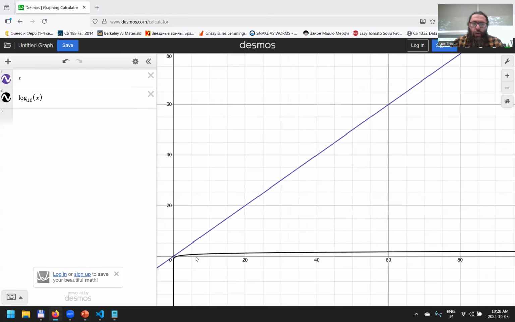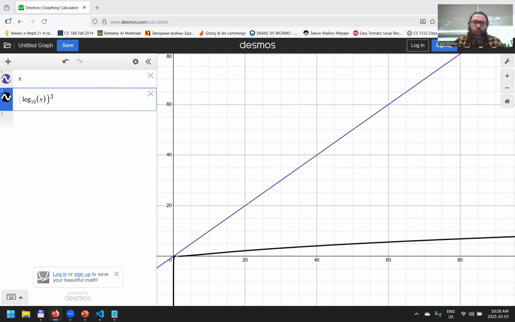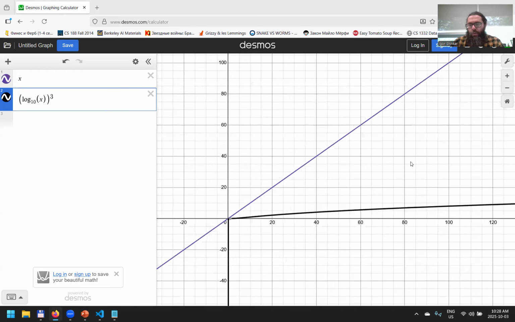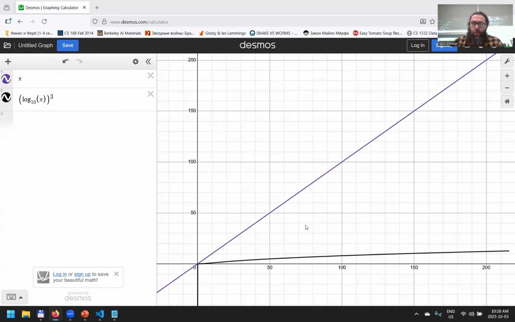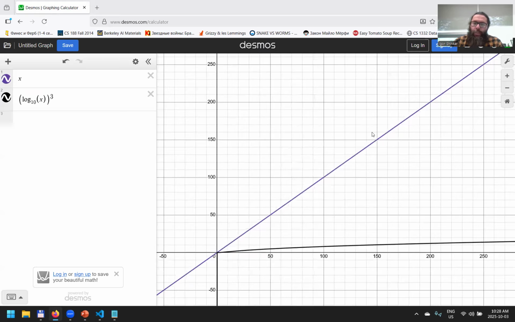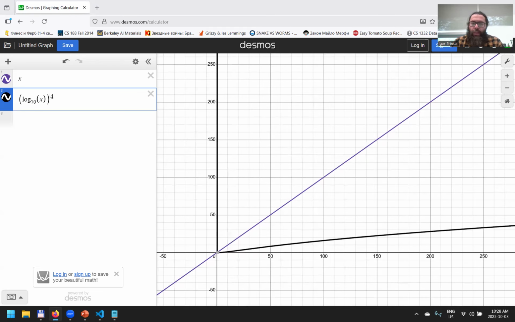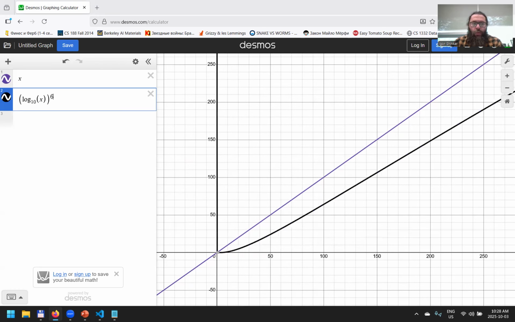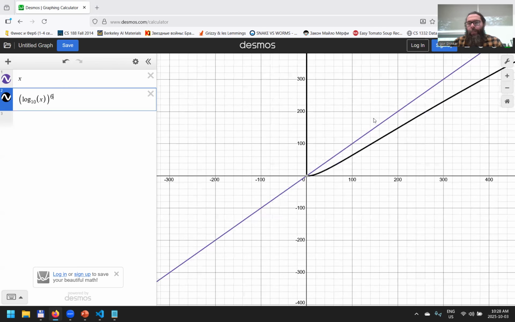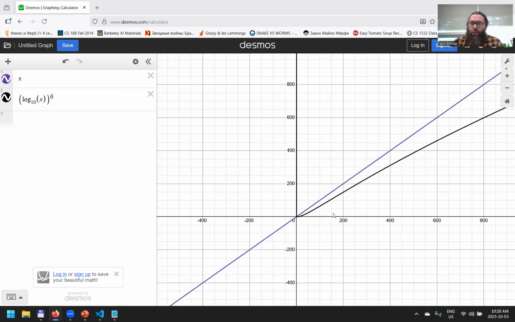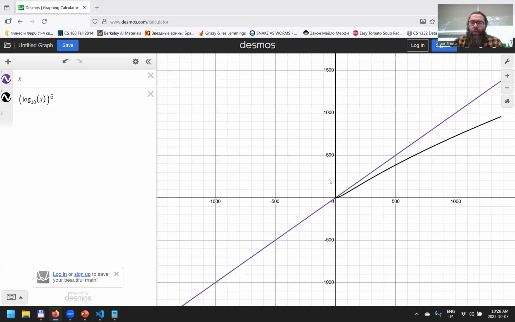So as you can see, log is a really slowly growing function, and this is x, a linear function. But even if we make it cubed, it will not become much larger. My point is that x grows faster than log cubed, but also faster than log to the 4 and log to the 6 and so on. So maybe for 6 in the beginning, it kind of looks like it might be growing, but no.